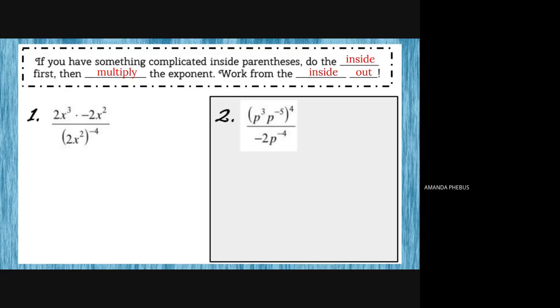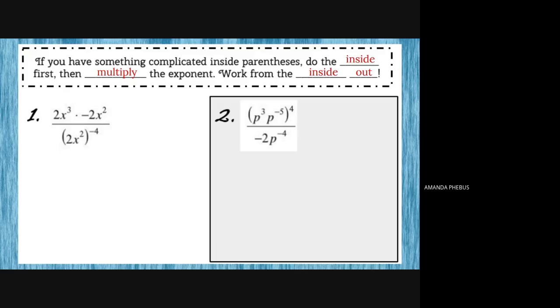So for number one, notice that in the numerator, I've got some multiplication, I've got numbers I can multiply, I've got variables that I can simplify their exponents by multiplying. So in the numerator, I have one idea. In the denominator, I have a different idea. I have parentheses with another exponent on the outside. I want to simplify that using a different property of exponents. And then I'm going to look at how can I pull these together.